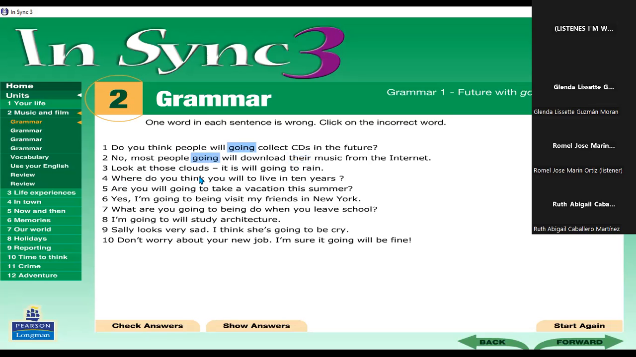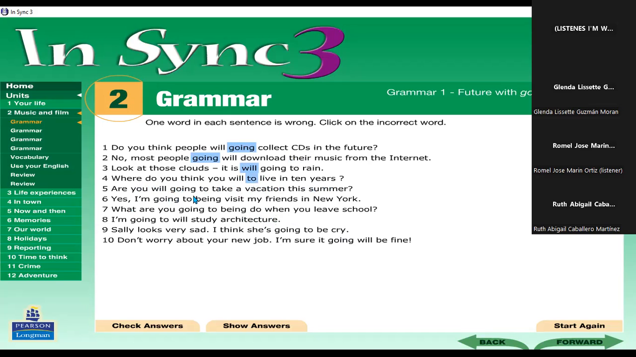So number three, look at those clouds. So it's an evidence. It's a fact. It is will going to rain. So will or going? Will. Okay, where do you think you will to live in 10 years? Will or to live? Or to, or live, or will. In 10 años. In 10 years. When? Pero es la estructura. O sea, es la estructura la que... Perdón. Two. Ajá, es two. Okay, excellent.